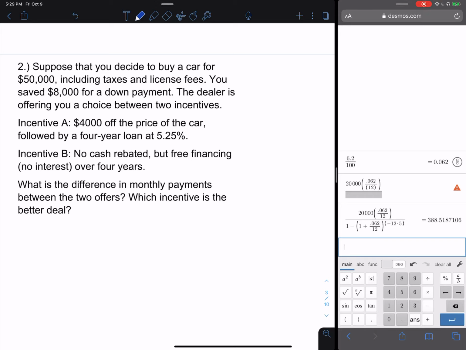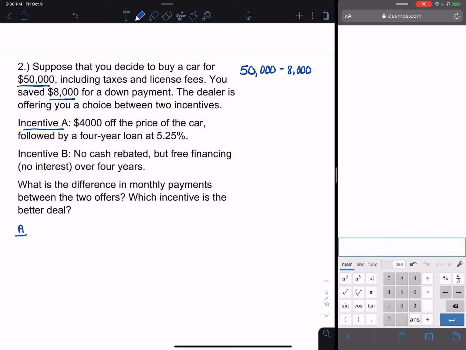So if we focus in on incentive A first, we're buying a $50,000 car, but this time we saved $8,000 for a down payment. So no matter what, if we take the $50,000, we should subtract out that $8,000 down payment, because that down payment is cash that we're paying up front. We don't have to borrow it. So if I do the 50,000 minus the 8,000, that tells us that $42,000 is what's left. It's what we have to figure out how to pay.